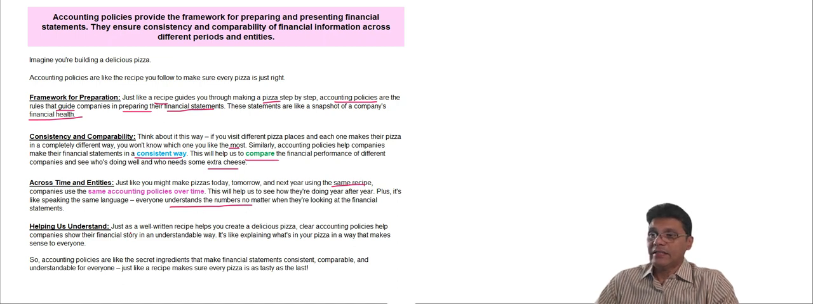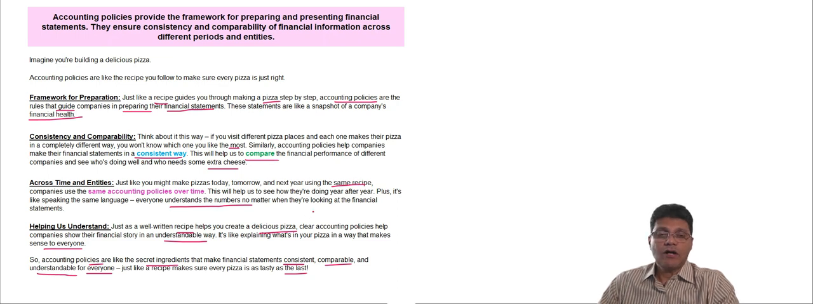Helping us understand, just as a well-written recipe helps you create a delicious pizza, clear accounting policies will help companies show their financial story in an understandable way. It's like explaining what's in your pizza in a way that makes sense to everyone. When you apply the policies consistently, you can easily compare from year to year so that the readers can understand the financial statement. Accounting policies are the secret ingredients that make financial statements consistent, comparable, and understandable. These three features should be in the financial statement, just like a recipe makes sure every pizza is as tasty as the last. So this is basically the accounting policies.